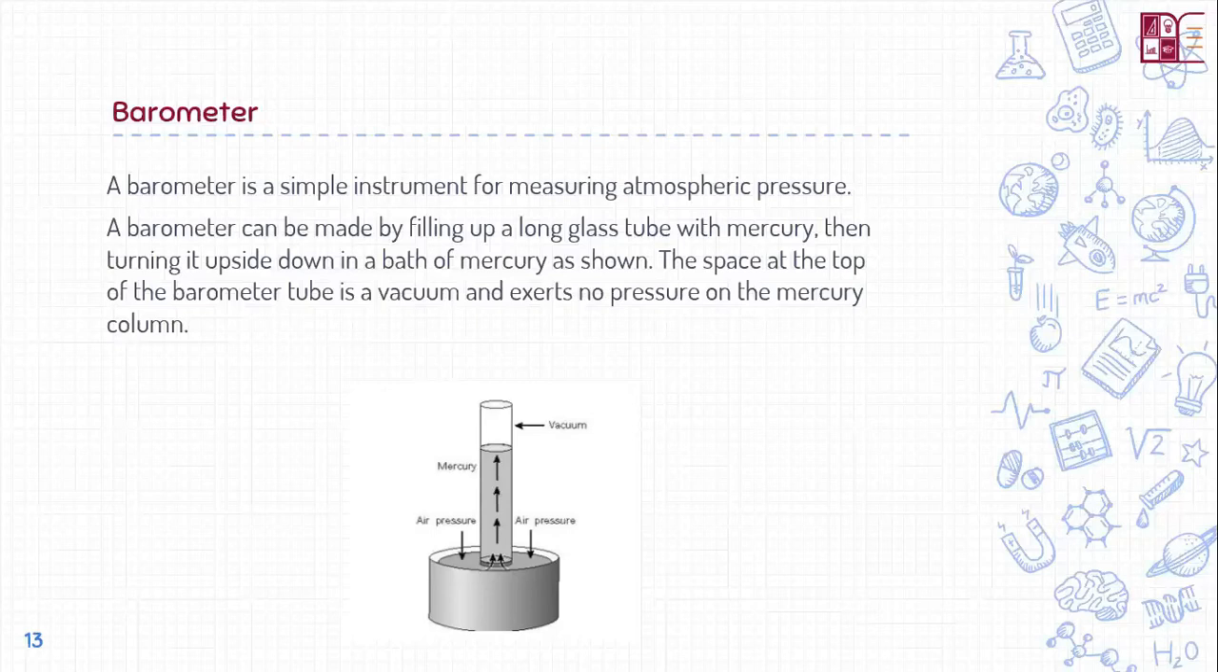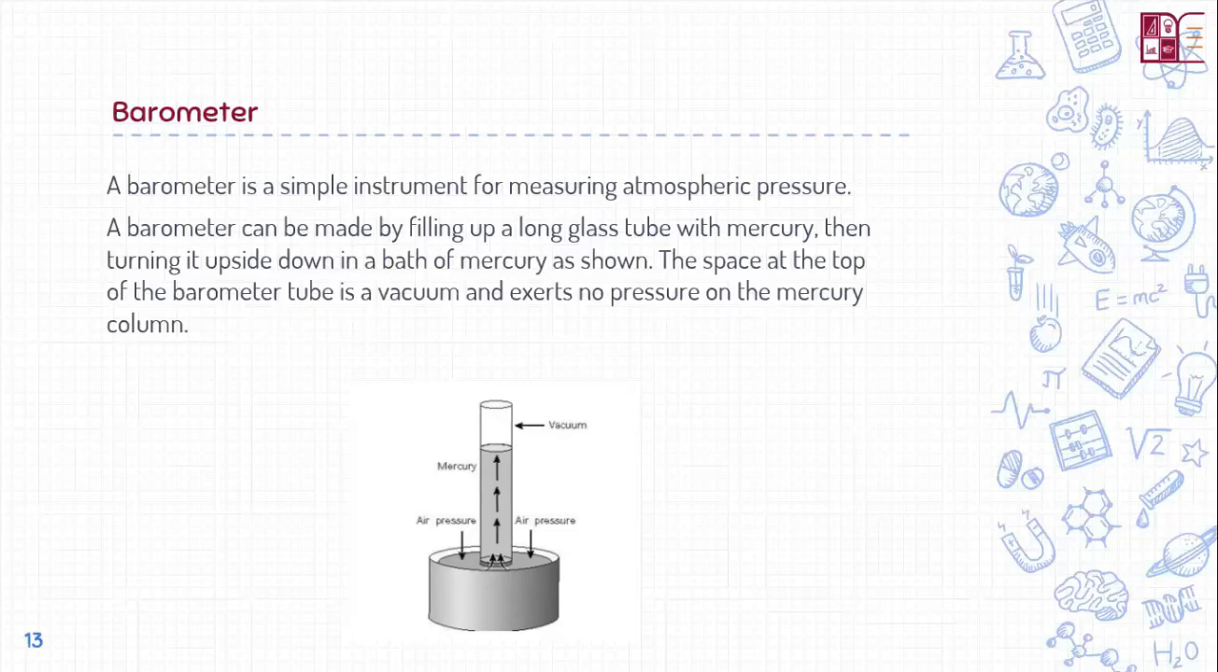Atmospheric pressure at sea level is the pressure exerted by this layer of air at sea level, and it is approximately 1.013 × 10^5 pascals. This value is referred to as 1 atmosphere and is equivalent to placing a 1 kg weight on an area of 1 square centimeter. The pressure at higher altitudes is lower than this.